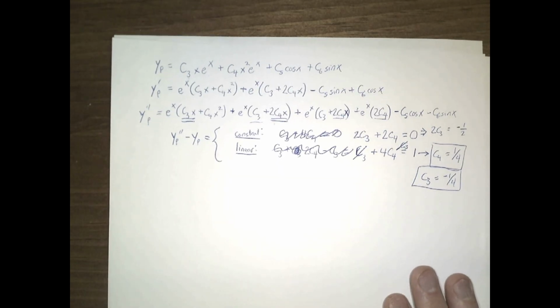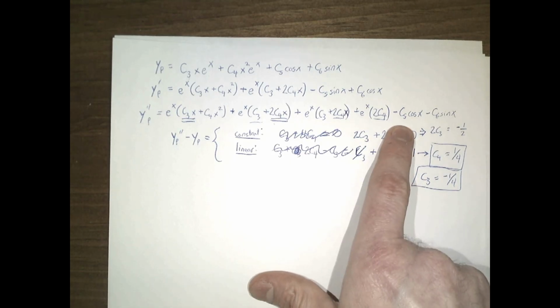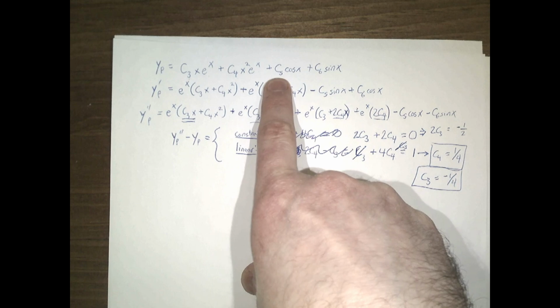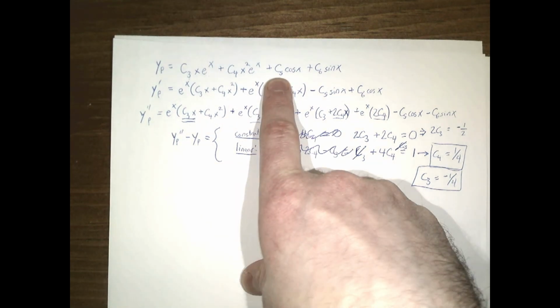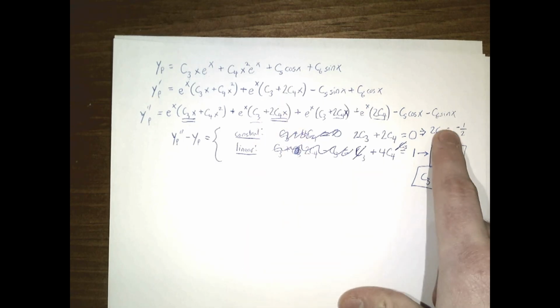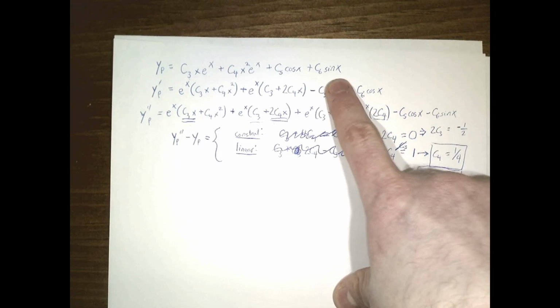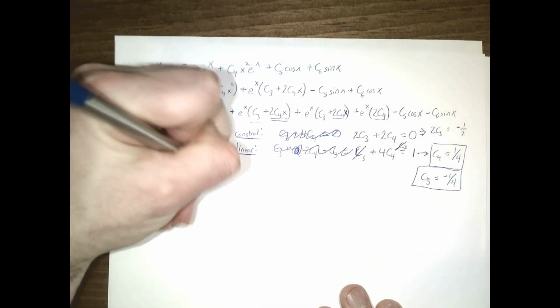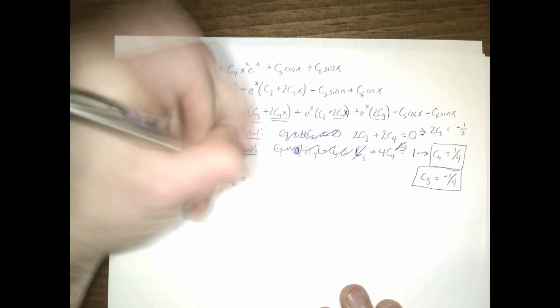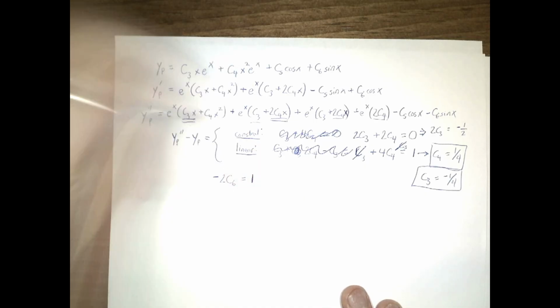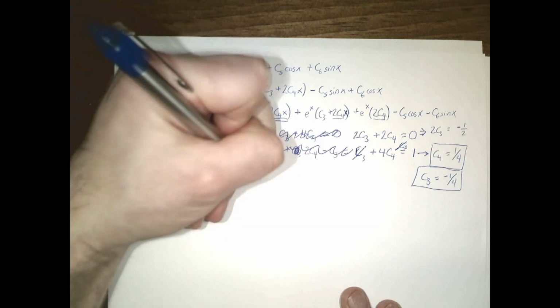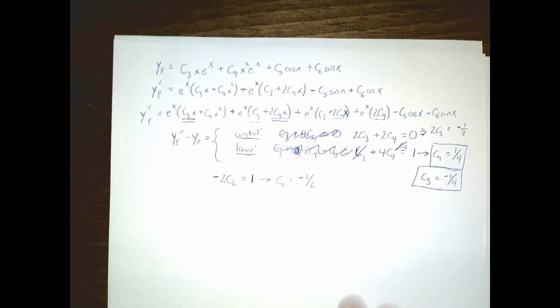Now the last things to compare are these sines and cosines. We get a negative C5 minus a C5 equals no cosines that we had to begin with, and so C5 should just be 0. We look at the sines, however, we get negative C6 minus C6 gets us negative 2C6 equals, we only had one sine, so it has to equal 1. That means that C6 equals negative 1/2.